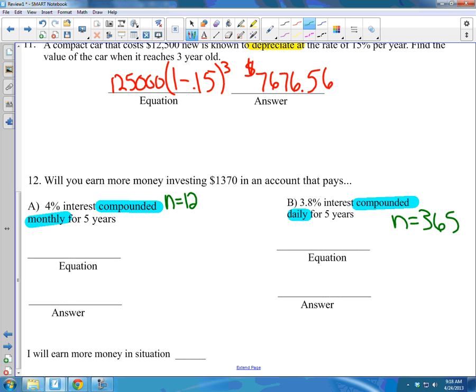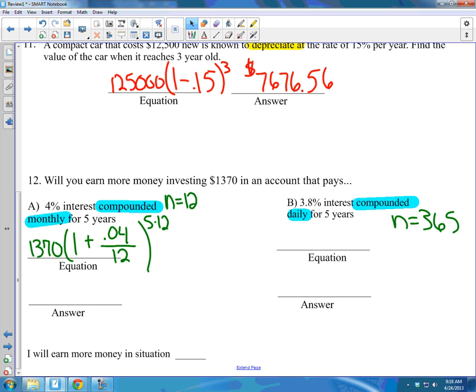So first one, following the formula. The initial amount, 1370, parentheses, 1 plus my rate. It's different here, it's 0.04. My n is 12, and then close my parentheses for 5 years, and then the n comes again. And as you type this into your graphing calculator, you will have to wrap that in parentheses. When you're done, you get $1,672.77.